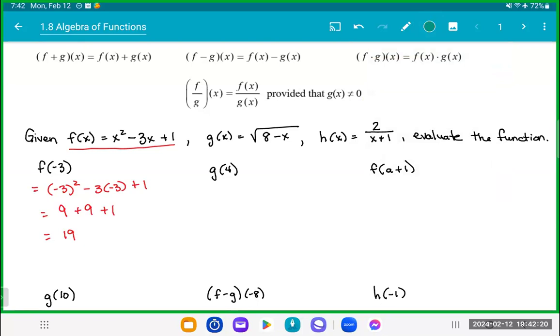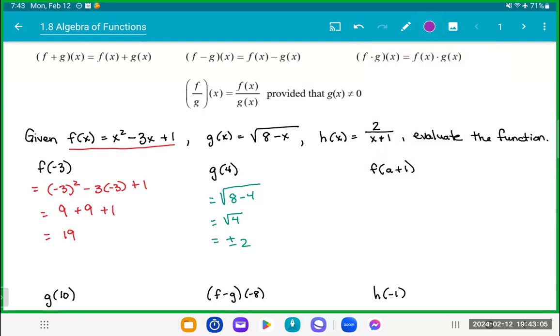So let's look at our g function evaluated at 4. That's going to be the square root of 8 minus 4, which equals the square root of 4. So that is equal to plus or minus 2. Remember, anytime you take the square root of a number, it's both the positive and the negative of that number. There are cases where we'll disregard the negative values because maybe we're just looking at one particular area of the graph.